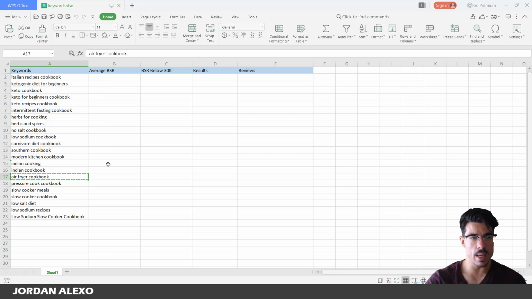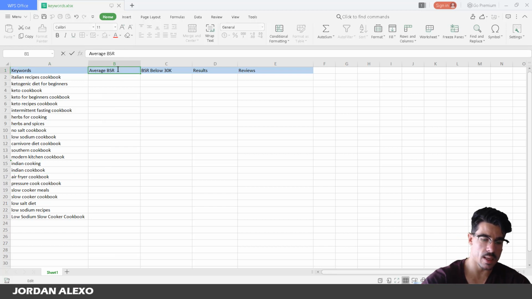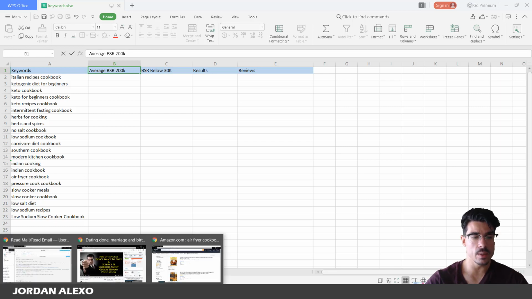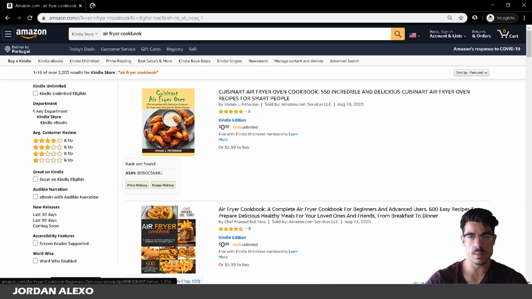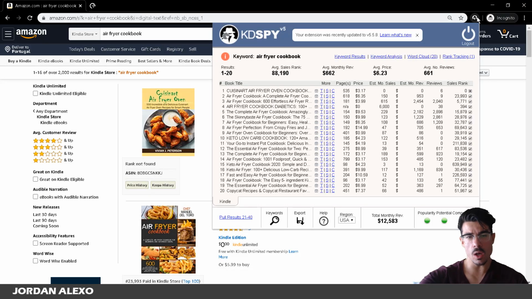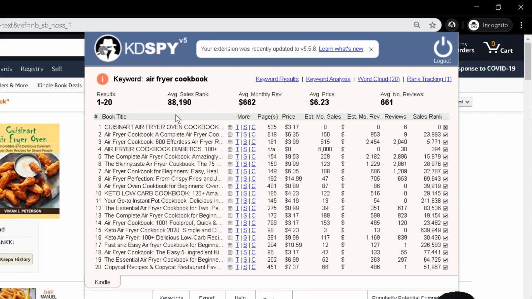So average BSR, when it comes to this, I like to keep an average BSR of 200,000 in the Kindle store. What I mean by this is that the sum of all of the sales ranks of these 20 books divided by their number gives you the average BSR. You can see the average BSR for these books is 88,000.